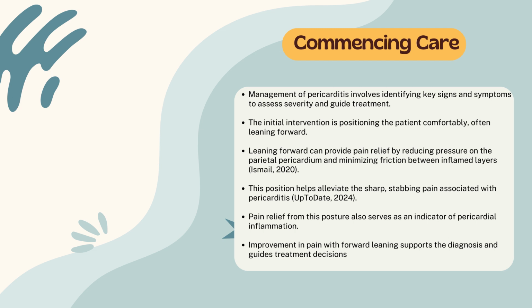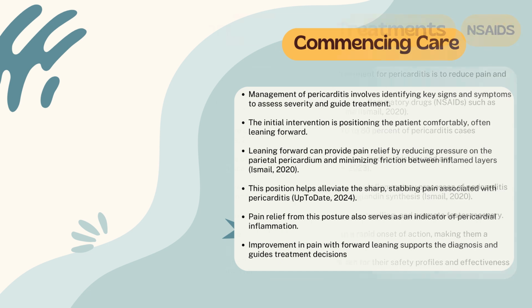This is due to the physiological process of leaning forward, which decreases the pressure upon the parietal pericardium and reduces the friction between the two inflamed layers during the cardiac cycle. This positional change can help alleviate the sharp stabbing pain associated with pericarditis. In addition to pain relief, this positioning can also serve as a useful indicator. With the patient's pain lowering with this posture, which was mentioned by the patient, it provides further evidence of pericardial inflammation, helping to confirm the diagnosis and guide the following treatment options.